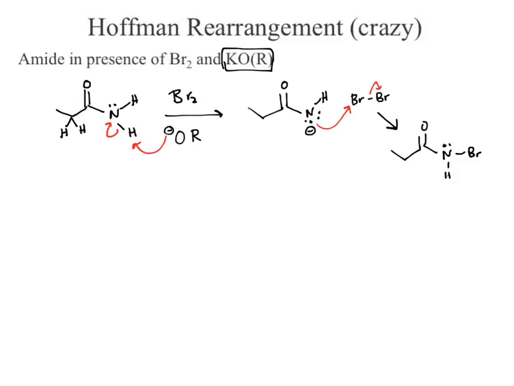That hydrogen is now more acidic than it started. Why is it more acidic? Because the bromine is now attached to it. So that's now a stronger acid, which means more than likely what happens? We get another deprotonation.